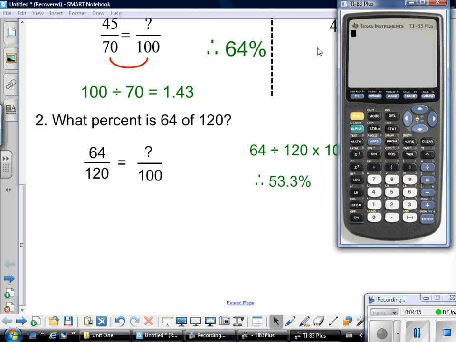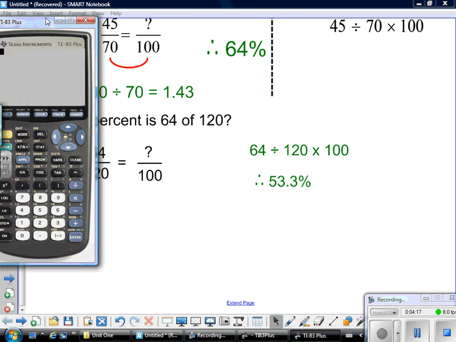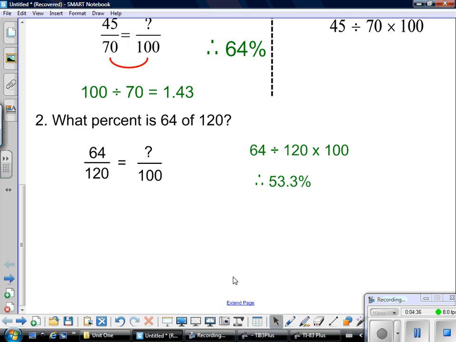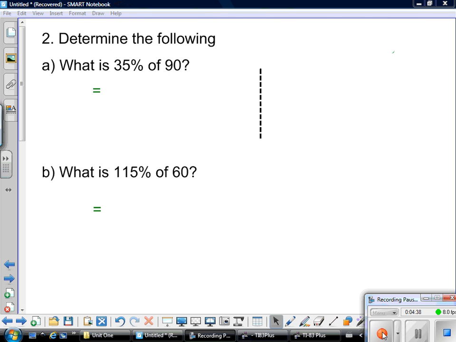What you would do is literally take your calculator and type this in. So I'm going to bring up my calculator and have this here for us. You can see it's just 64 divided by 120 times 100. That's exactly what I typed in, and out comes 53.3 repeating. So one decimal place for our percents. Let's go on to the next type of question.